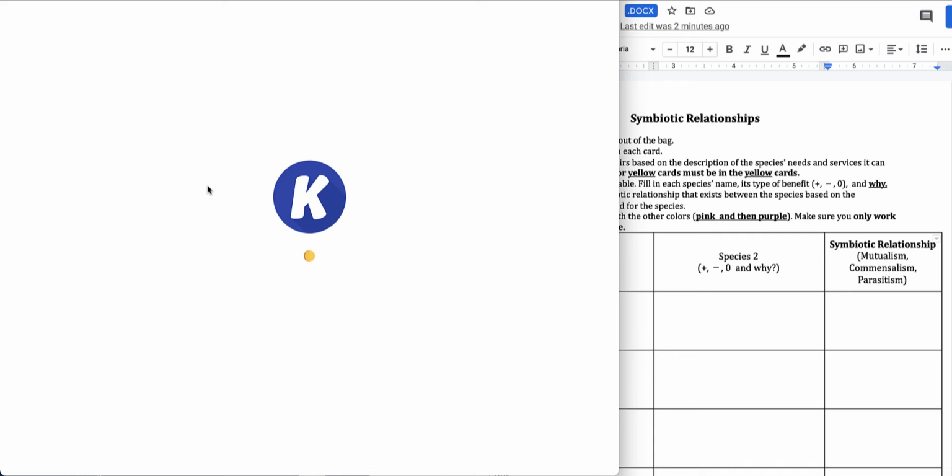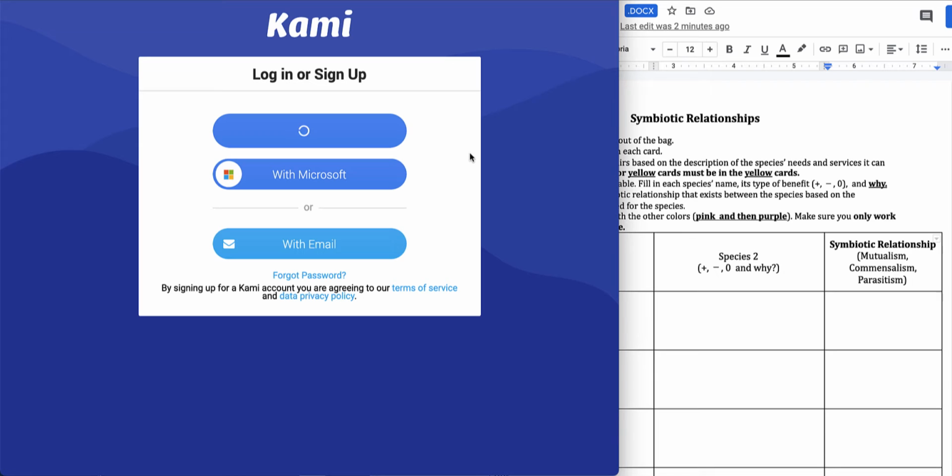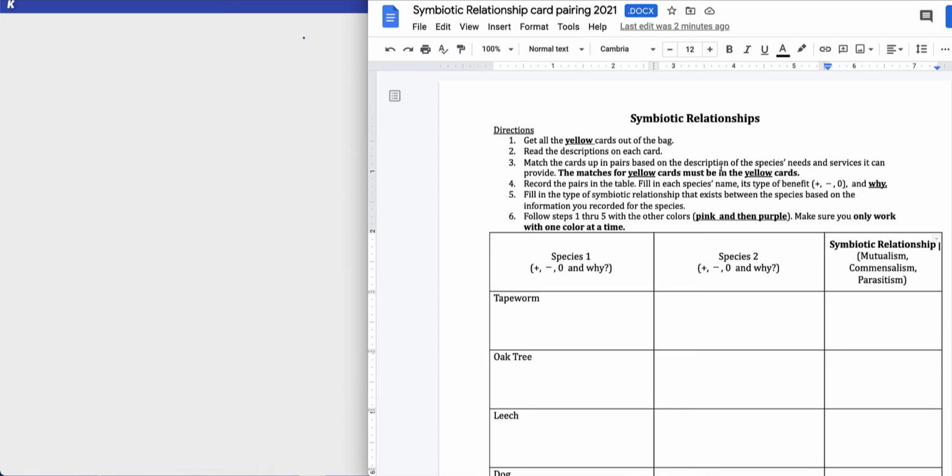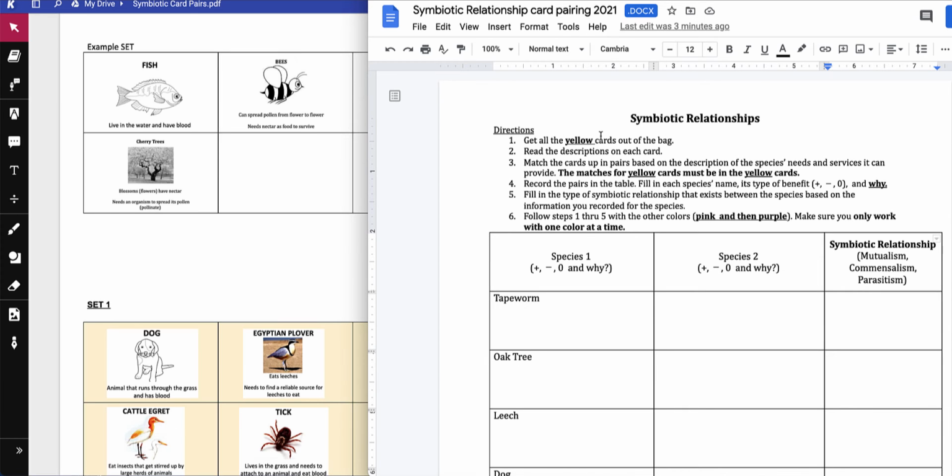And I want you to be filling this in with me. We're going to do the example one together like we would have in class. And then you can go ahead and start going. So what we're going to do is, it says that we're going to get all the yellow cards out of the bag. Well, we're going to do the example cards first. You're going to read the descriptions on the card, match the cards up in the pairs based on the description of the species' needs and services it can provide, and then the matches for the yellow cards are only in the yellow cards. We're doing the example cards, so that means only the example cards have the answers, and we're going to record it in this table.